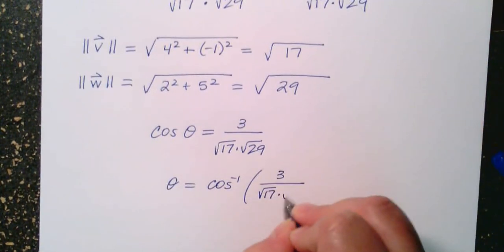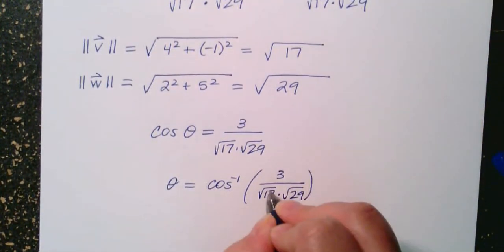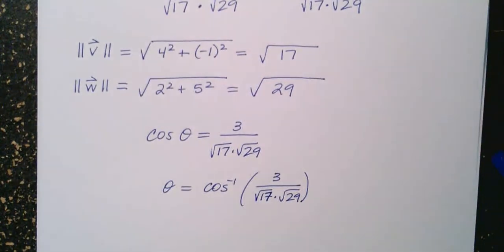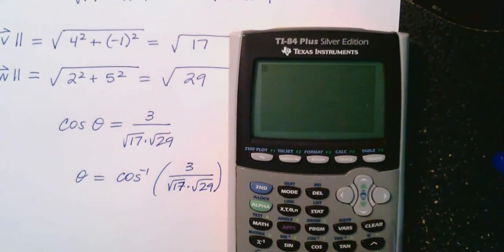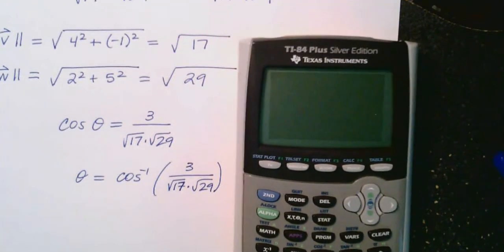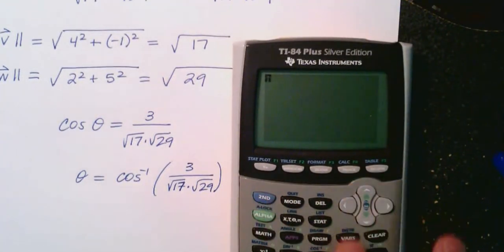That's a 17, kind of hard to see there. So that's what goes in my calculator. All right, so remember, inverse cosine is right on top of cosine. And actually there, I already have it done. Let's do it again. I've got second cosine gives me inverse cosine.